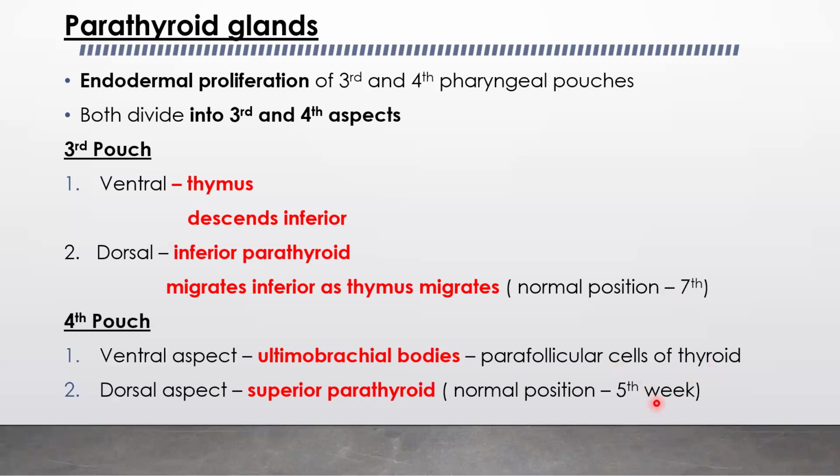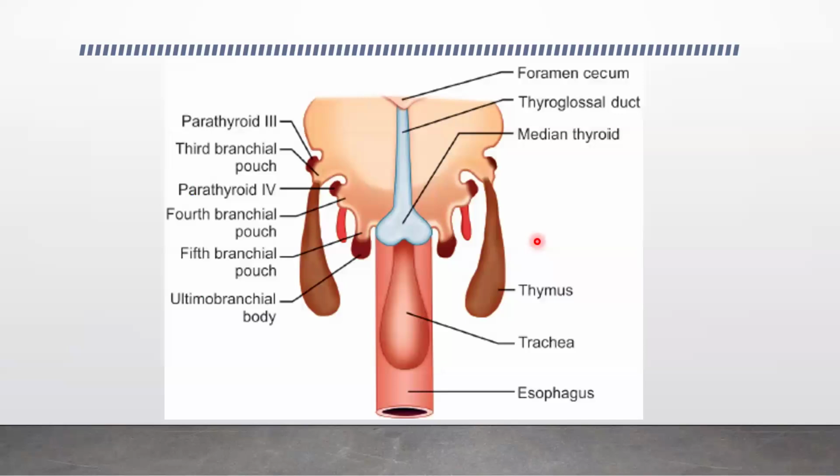So actually, the parathyroid glands develop very simply. The ventral aspect of that pouch, as it is migrating downwards, migrates together with the inferior parathyroid. Then the fourth pouch has the ultimobranchial body giving us the parafollicular cells of the thyroid, but the dorsal aspect of the fourth pouch gives us the superior parathyroid, which has its normal position at around the 5th week of development. So this is just to show us the migration downwards. At this point, we have the third pouch.